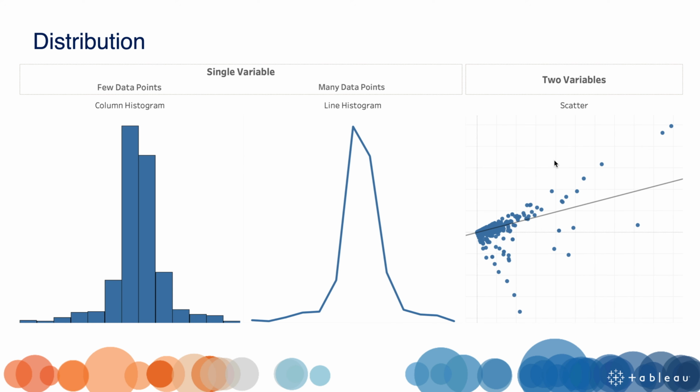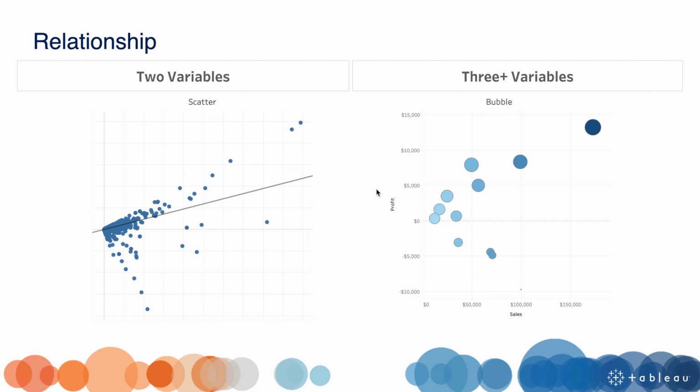If we want to show the distribution for a single variable, then we can go for column histogram or line histogram. Suppose we want to show the distribution of sales, so we can use histogram. And if we want to show the distribution for two variables, then we can go for scatter plot. Relationship: if we want to show the relationship between two variables, then we can use scatter plot. And if we want to show the relationship between three or more variables, then we can go for bubble chart. Okay, this is how you can choose the best chart for your data.